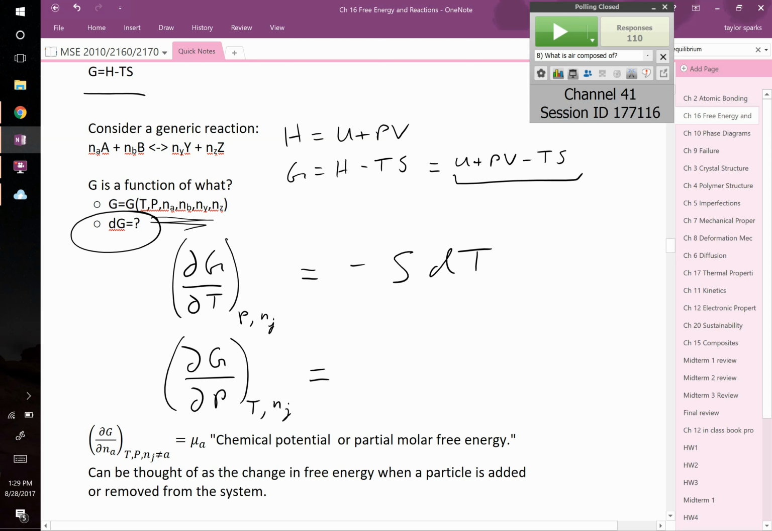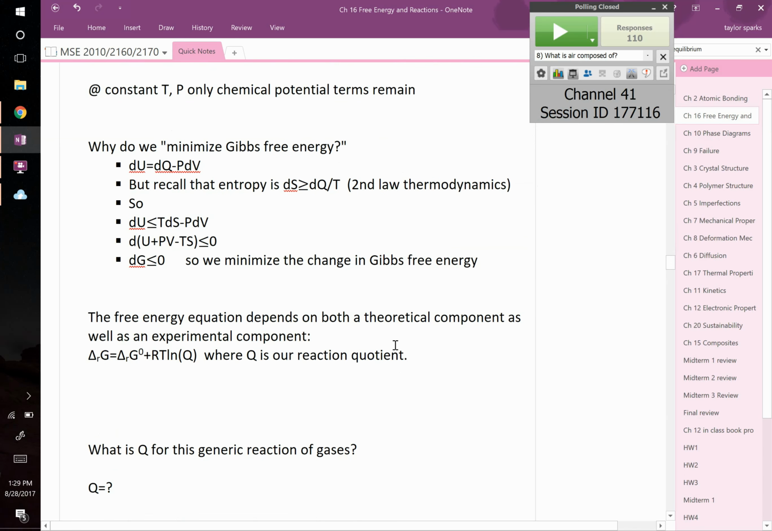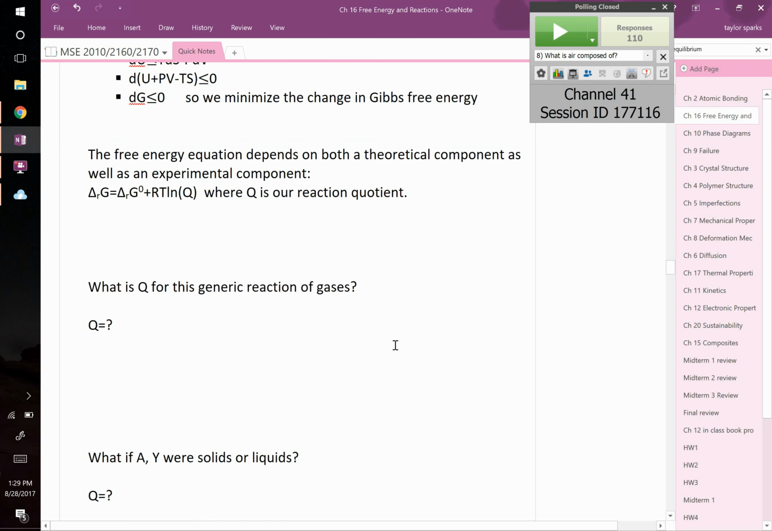Now what about P? Yeah, it's going to be positive V, and then we write dP, because we took the derivative with respect to pressure. This will be important next chapter. We're going to come back to that. The partial derivative of free energy with respect to temperature or pressure, we can predict what it should be if we know the entropy and the volume of the species. That'll be important later. I'm going to skip some of this for the sake of time.